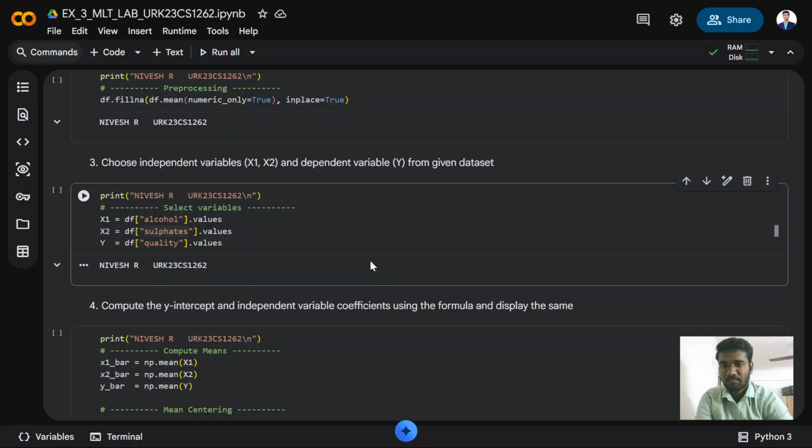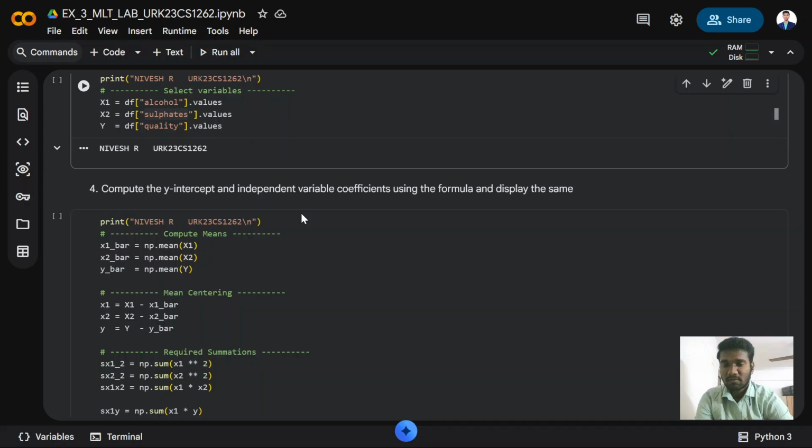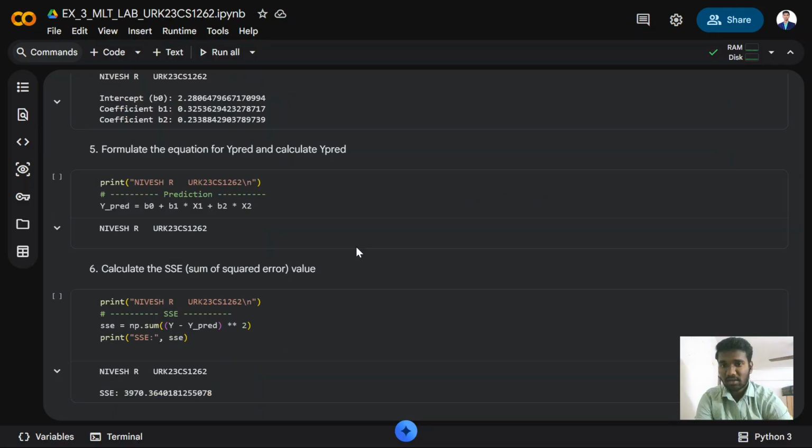Then we are computing the coefficients with y-intercept. First we are doing mean of variables are calculated. Values are mean centered. Regression coefficients B0, B1 and B2 are computed. Those coefficients determine how each feature influences the prediction. Then fifth question, we are predicting the y in multilinear regression.